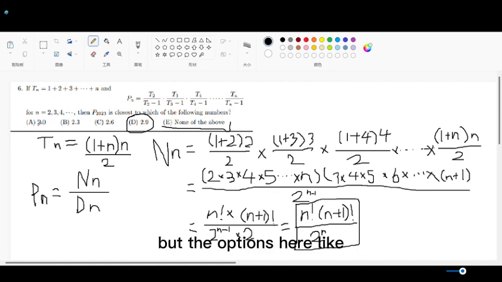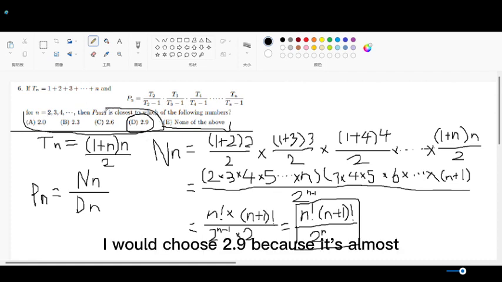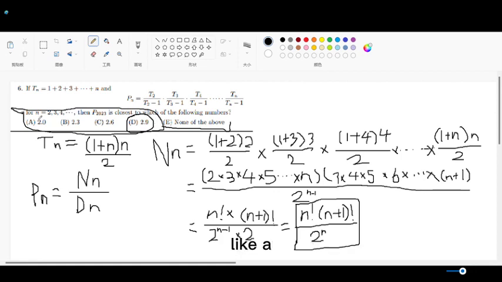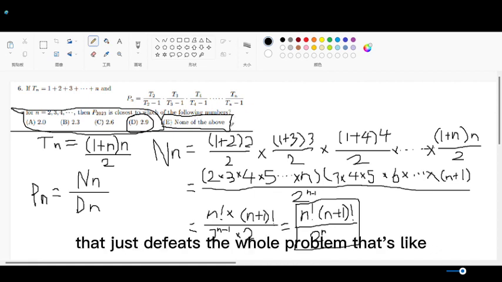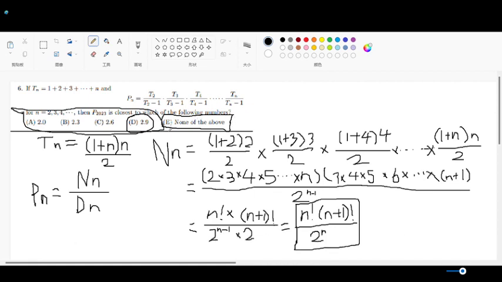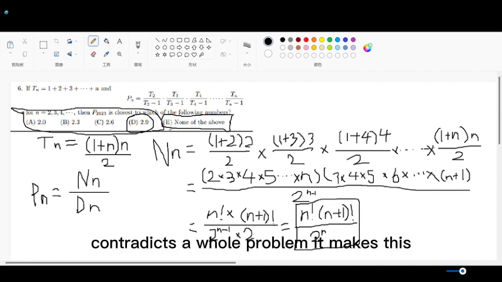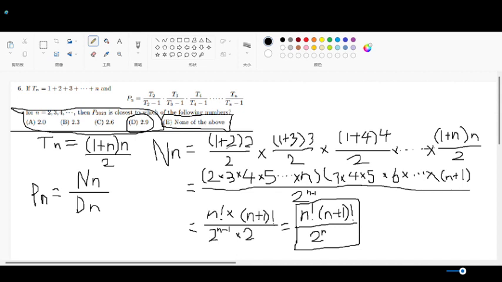So you have to specify the options. But obviously if we only have 4 options, I would choose 2.9, because P of 2023 is basically 3. Actually, P of n is okay. But if you give us this option, none of the above, that just defeats the whole purpose. How do I explain it? That's just pointless. It's not even pointless. It's 画蛇添足, because it just contradicts the whole problem. It makes this question invalid, because if you write none of the above, what are you saying?